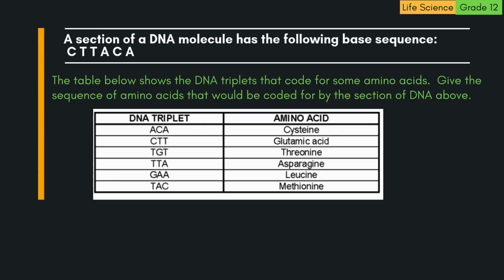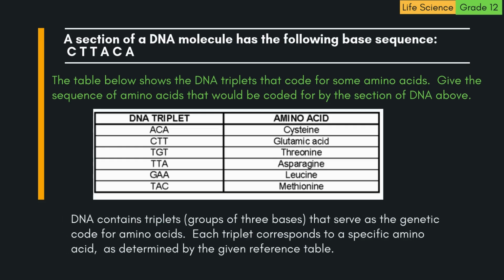Question. The table below shows the DNA triplets that code for some amino acids. Give the sequence of amino acids that would be coded for by the section of DNA above. DNA contains triplets, groups of 3 bases, that serve as the genetic code for amino acids. Each triplet corresponds to a specific amino acid, as determined by the given reference table.